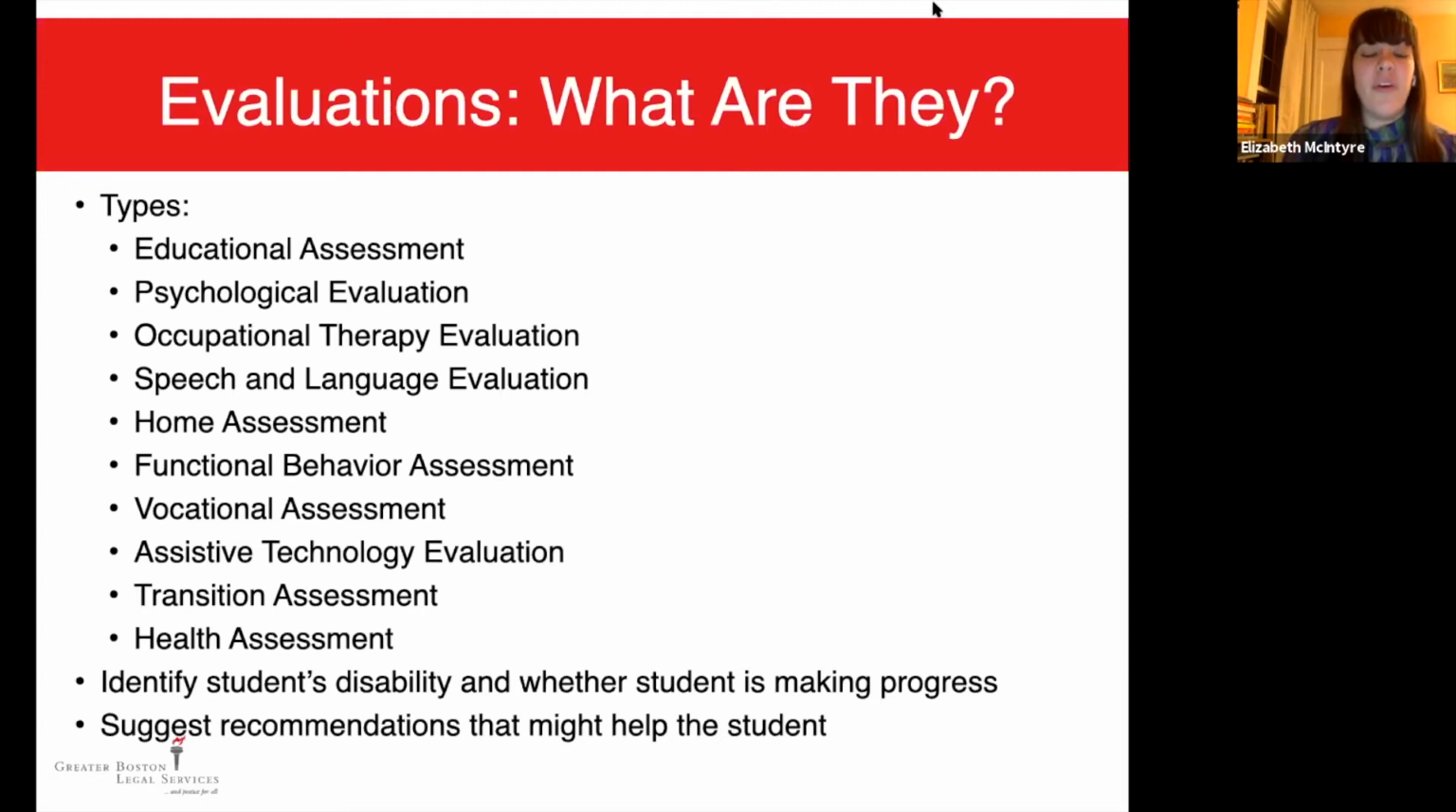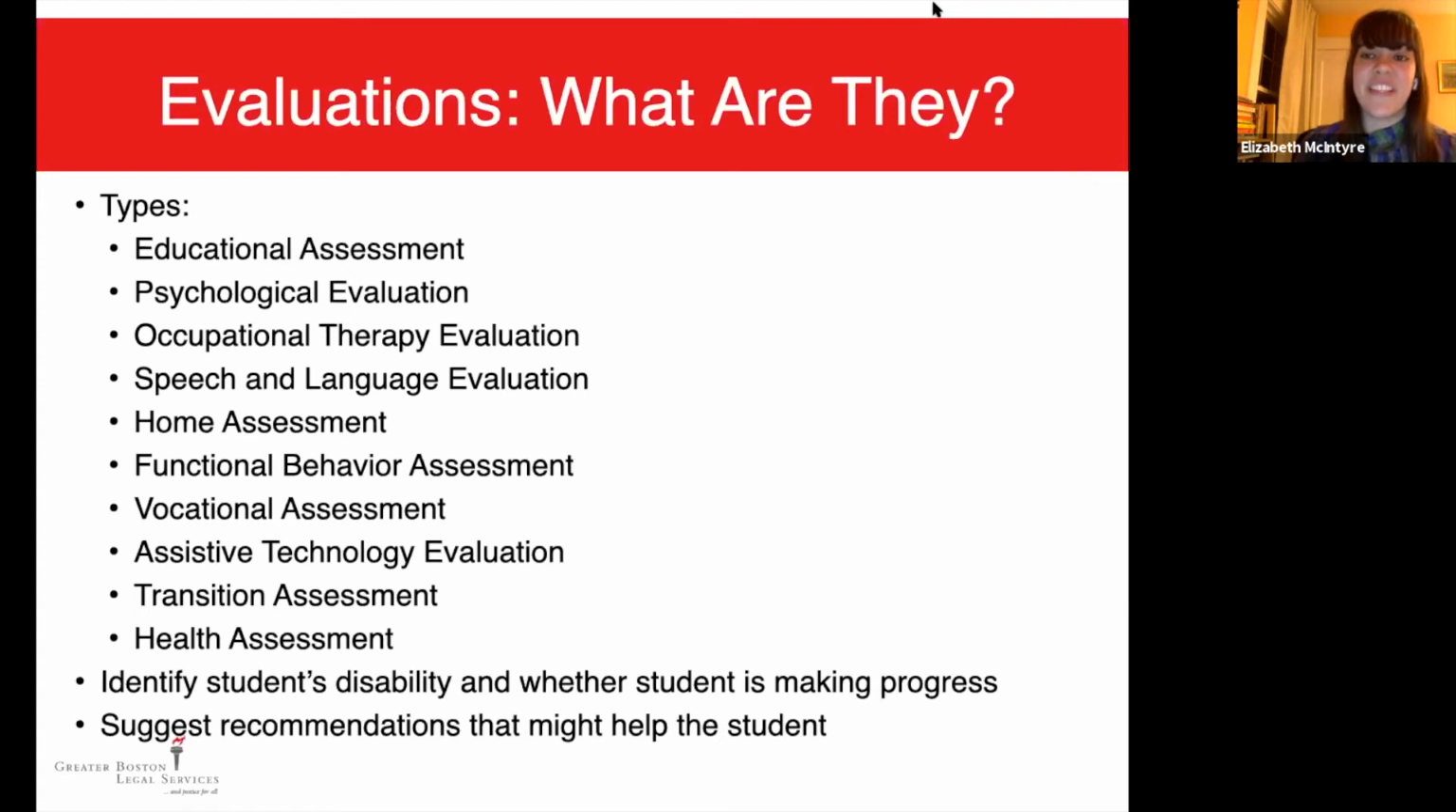It's important to know that these evaluations do not diagnose students. Your school should not be evaluating your child and saying, okay, your child has ADHD. What they do instead is there are a whole bunch of categories that the law creates, a whole bunch of different kinds of categories of disabilities. And the evaluations say, okay, do we think this child fits into one of these categories?